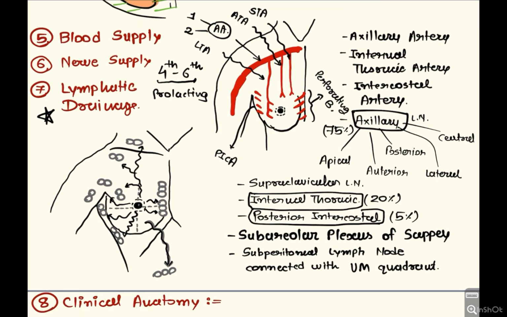Beneath the areola, superficial lymphatics aggregate and form the subareolar plexus of Sappey. We also have one more lymph node, the subperitoneal lymph node. One thing to notice: the lower medial quadrant of the gland also drains into the subperitoneal lymph node.